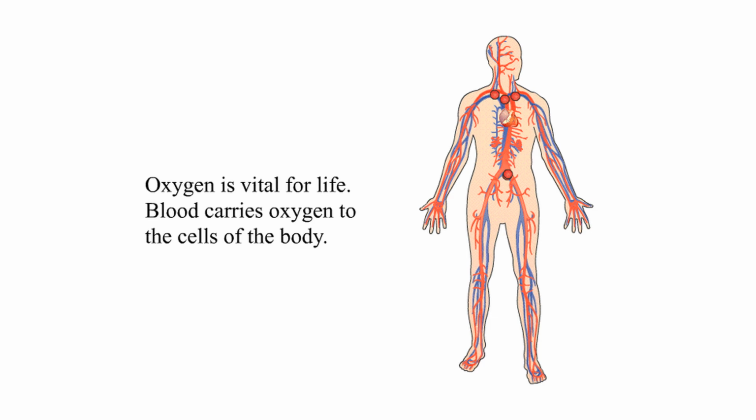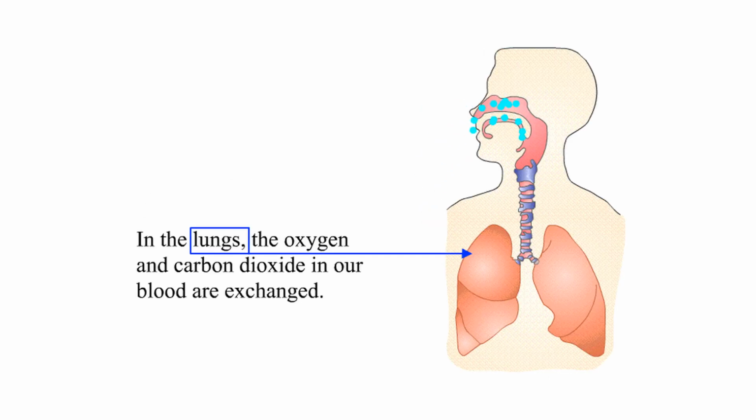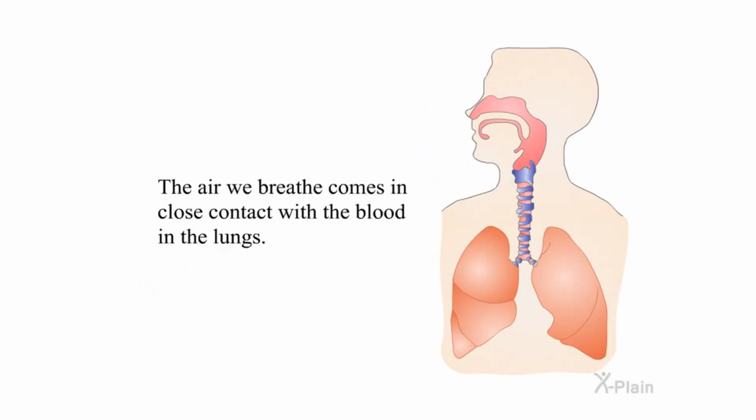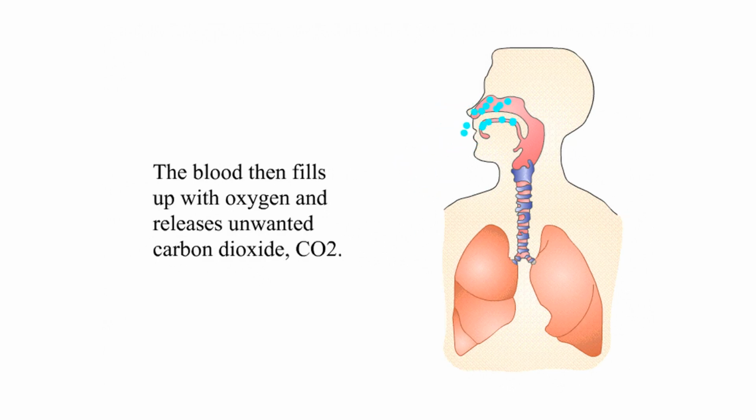Anatomy. Oxygen is vital for life. Blood carries oxygen to the cells of the body. In the lungs, the oxygen and carbon dioxide in our blood are exchanged. The air we breathe comes in close contact with the blood in the lungs. The blood then fills up with oxygen and releases unwanted carbon dioxide, CO2.